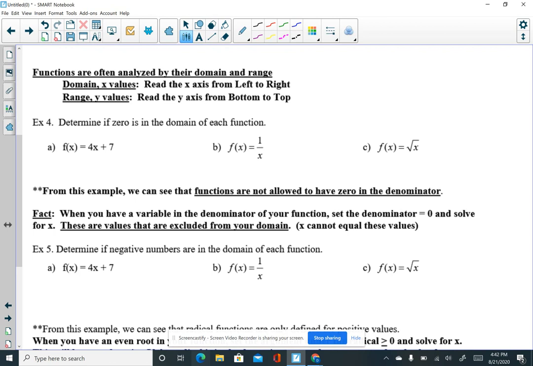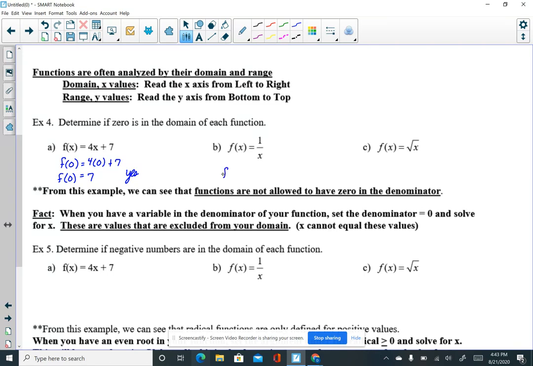All right, let's investigate down here in example 4. In example 4 at the top, it wants us to determine if 0 is in the domain of these functions. If 0 is in the domain of these functions, then it would be a defined value. So all we need to do is substitute and find out, do we get a defined value? For the first one, I can plug 0 in, and sure enough, I'm getting an answer, right? Because 4 times 0 is 0, plus 7. So f of 0 equals 7. So here, yes, 0 is in the domain, okay?